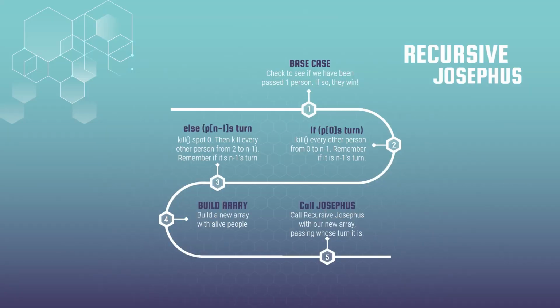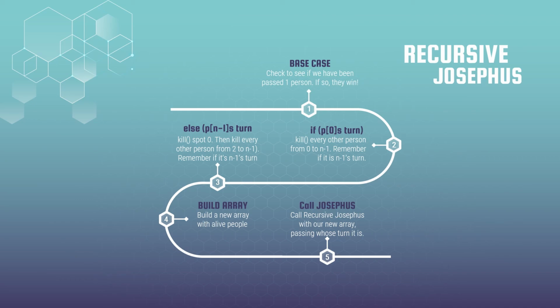Our final algorithm can be separated into 5 simple sections. Step 1 is our base case. If n equals 1, then we have a winner. Return that person. Step 2. If the myTurn index is 0, simply iterate through the array of people. Each will ask, am I alive? If not, skip my turn. If I am alive, I'll ask, is there someone after me? If so, kill them. If not, remember that it's my turn.